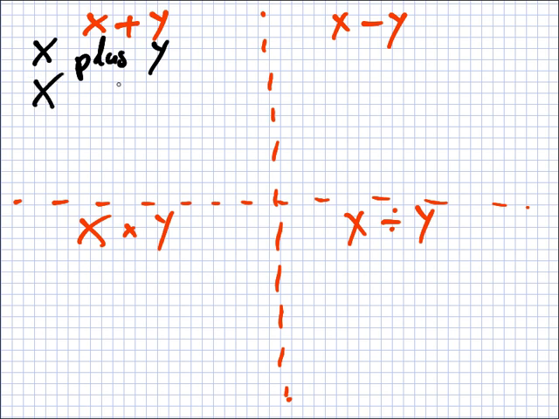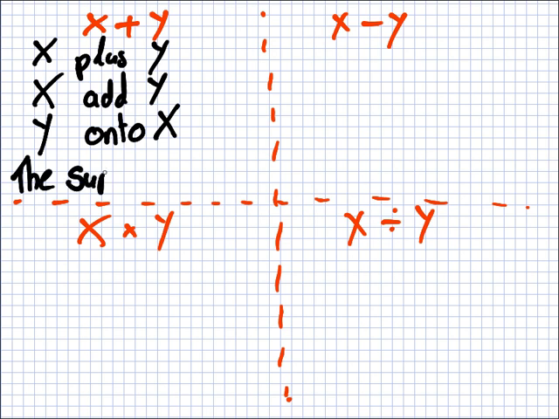X, something else. Add, very good. X add Y. You can also say Y onto X. So it's like you have X and you put Y on it, make it bigger. You know what I mean? And the last one, the difficult one, it's a little difficult. You could say the sum of X and Y.